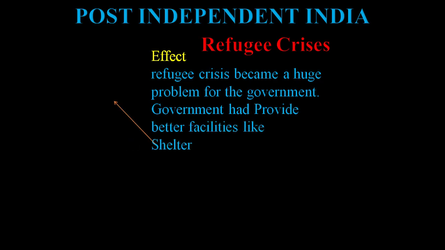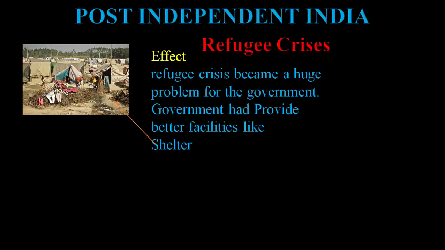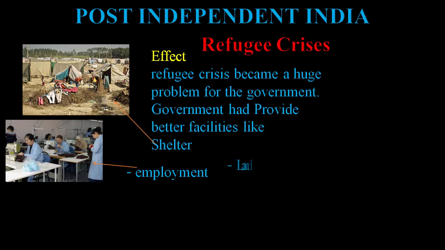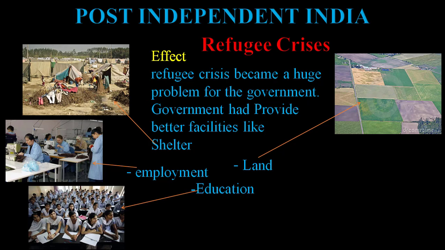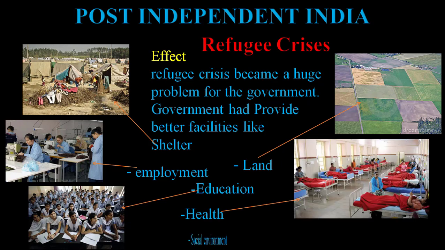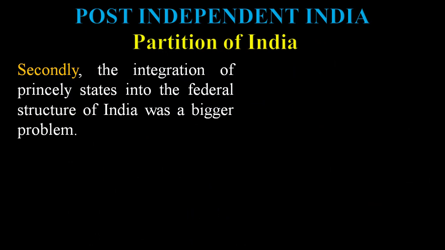The refugee crisis became a huge problem for the government, which had to provide better facilities like shelter. It became a major problem for the newly formed government, which also had to provide employment opportunities and, very importantly, land for agriculture. They had to provide agricultural land and the basic essentials, and education for their children. And more importantly, they had to provide health and a social environment. So these are the major problems that were created after the partition of India as a refugee crisis.